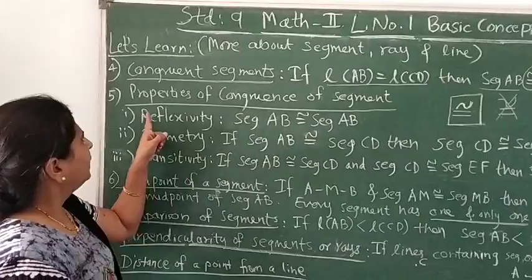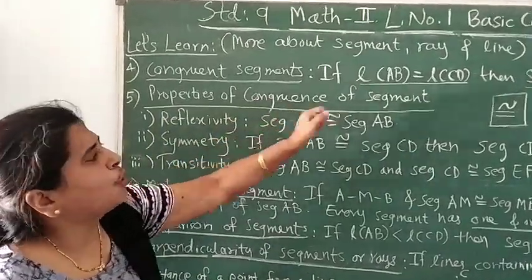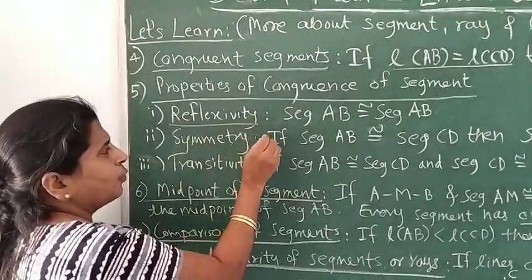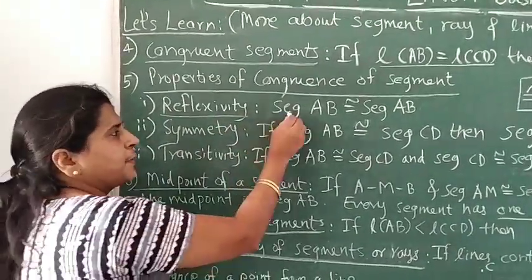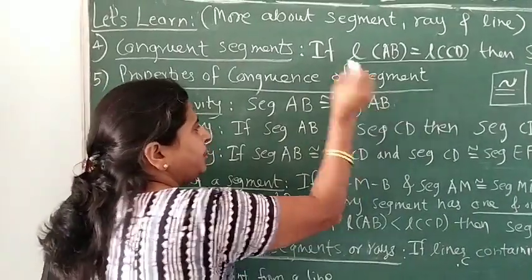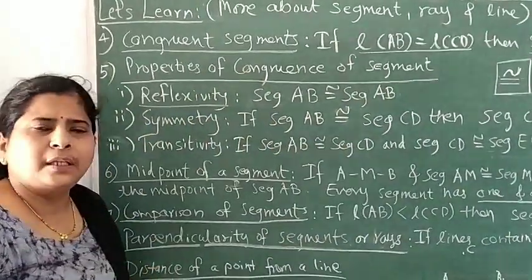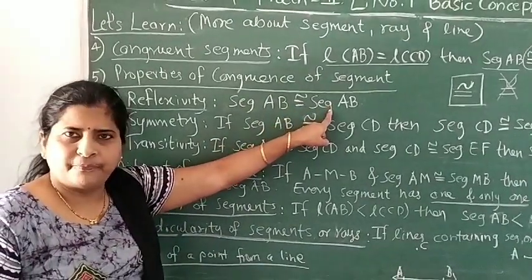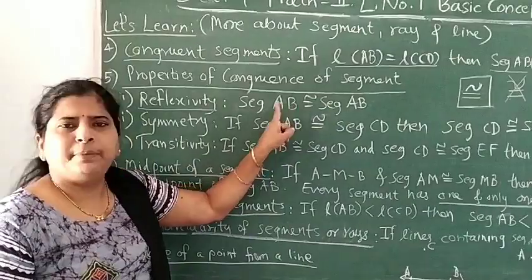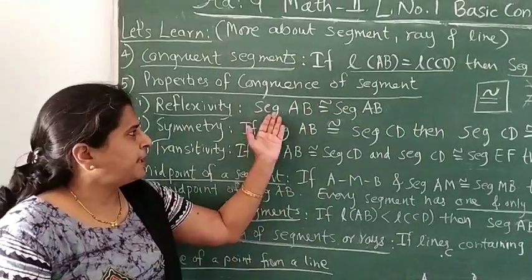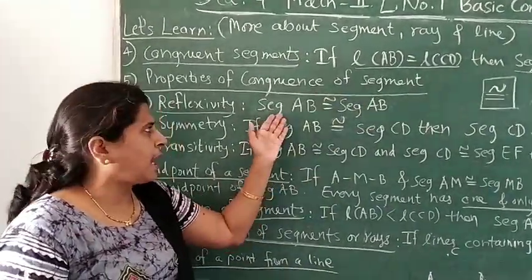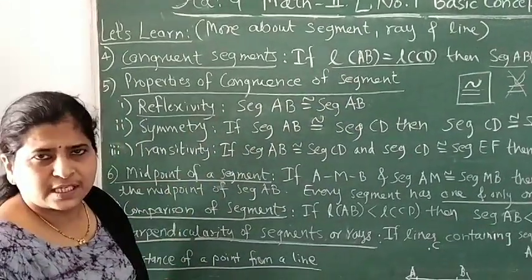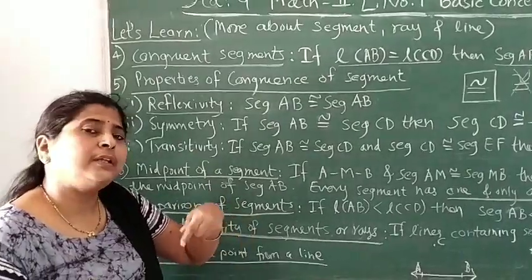Now let's learn the properties of congruence of segments. There are three properties. First is reflexivity. What is this reflexivity property? Segment AB is congruent to segment AB. This is written in symbols. What does it mean? In words, we can say every segment is congruent to itself. So AB can be replaced by any other segment. Segment PQ is congruent with segment PQ, segment RS is congruent to segment RS, and so on. So this is the first property, reflexivity. Every segment is congruent with itself.